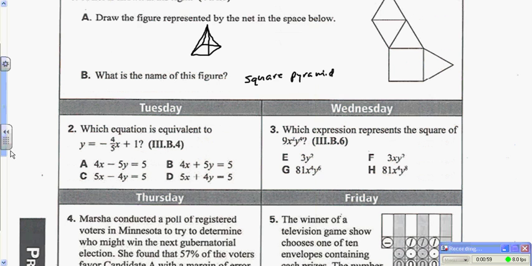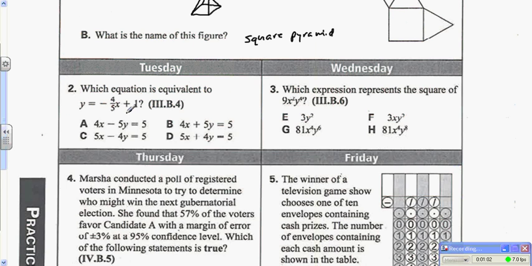Which equation is equivalent to y equals negative 4/5 x plus 1? Notice that all of these options have x and y on the same side and no fractions. So what they did is they put this equation right here into standard form. And to do that, we're going to first of all get rid of fractions. So 5 is the only denominator in this problem, so we're going to multiply everything times 5.